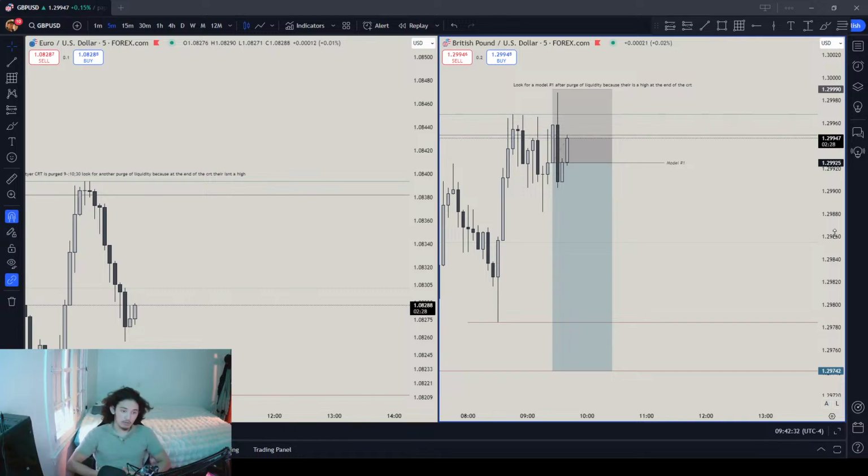I'm not trading GU. I'm not trading EU because of the low risk to reward ratio, and it really never took out the high, so I'm still gonna hold this.